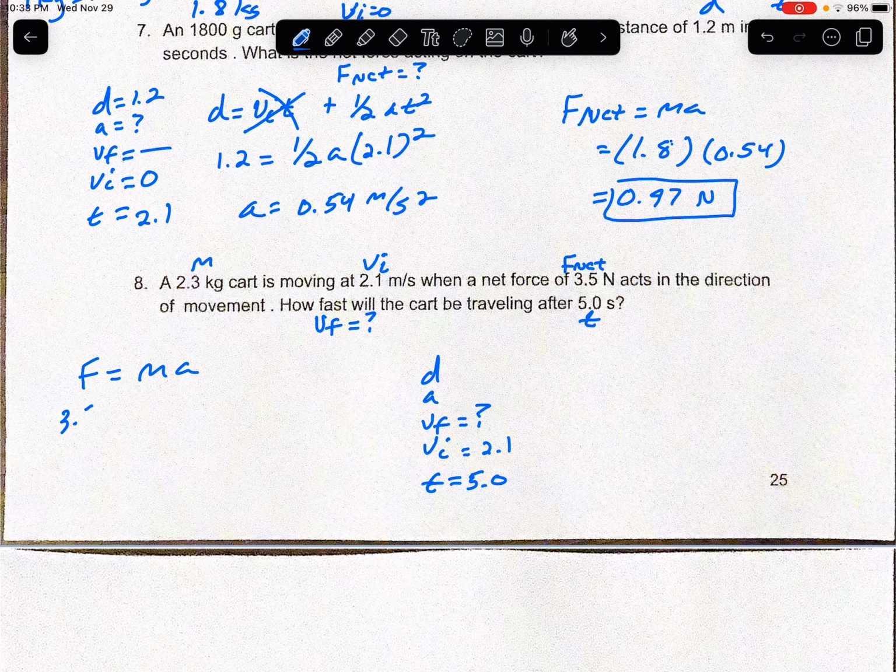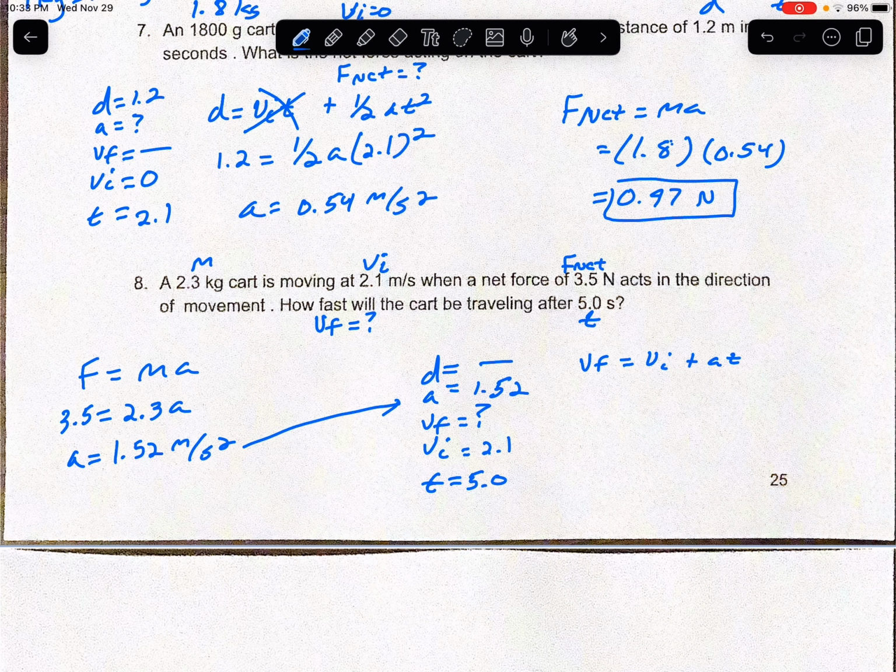So I have a force of 3.5 newtons equals my mass, which is 2.3 times A. Divide both sides by 2.3, and you get an acceleration of 1.52 meters per second squared. Now I can bring that over to my Daffy T. So 1.52. That means distance we did not care about. So we use equation number 1. So VF we don't know. VI is 2.1 plus A, which is 1.52 times 5. So all I got to do is just do the simple math there. And we get 9.7 meters per second. And that will be your answer, and that's the end of that one.